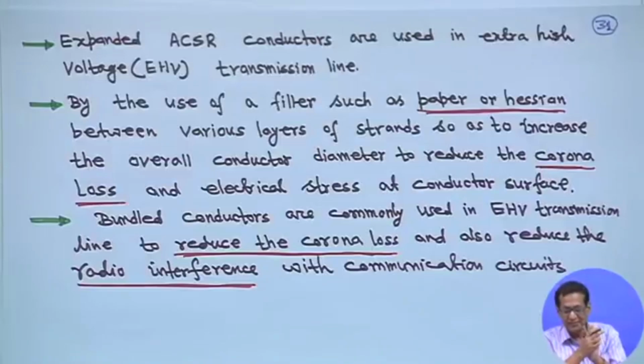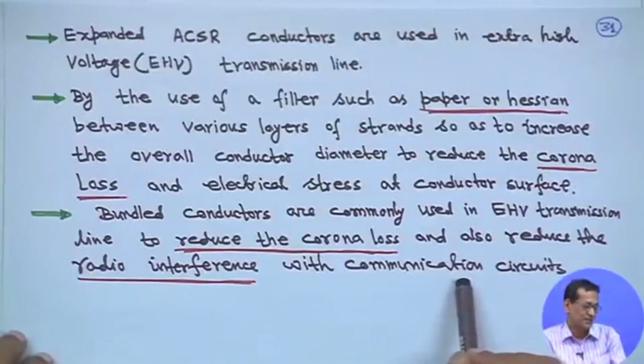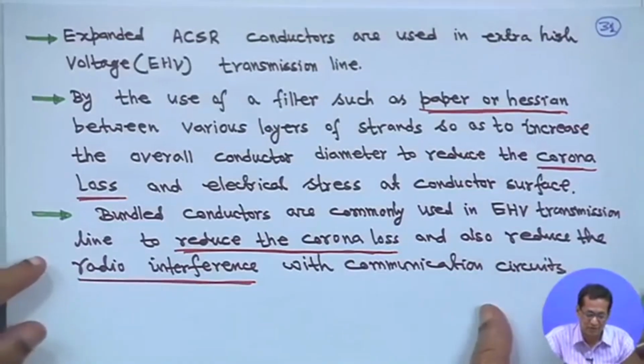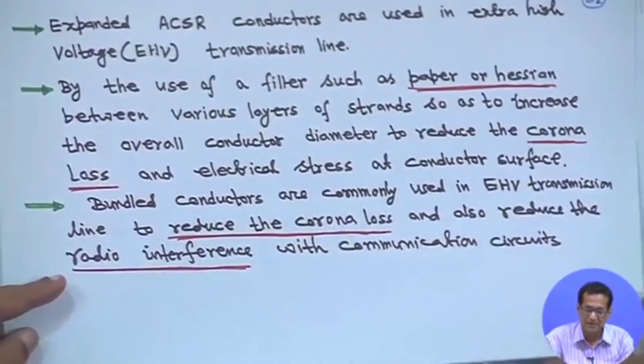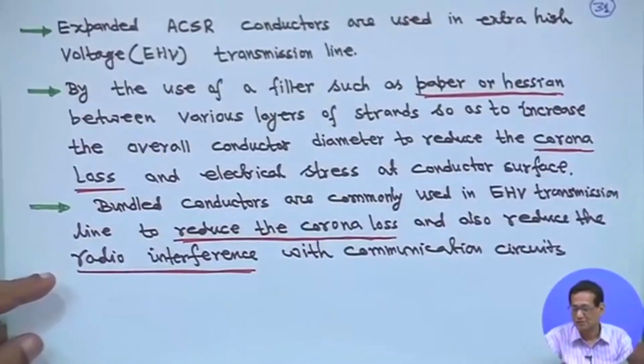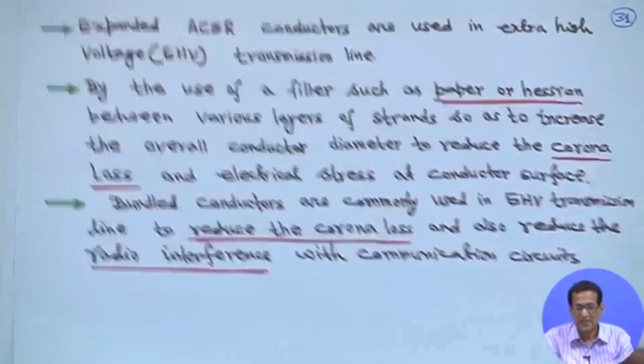And bundle conductors are commonly used in extra high voltage transmission lines to reduce the corona loss and also reduce the radio interference with communication circuits. So, expanded ACSR conductors are also used for extra high voltage transmission lines. Next is the inductance of composite conductors.